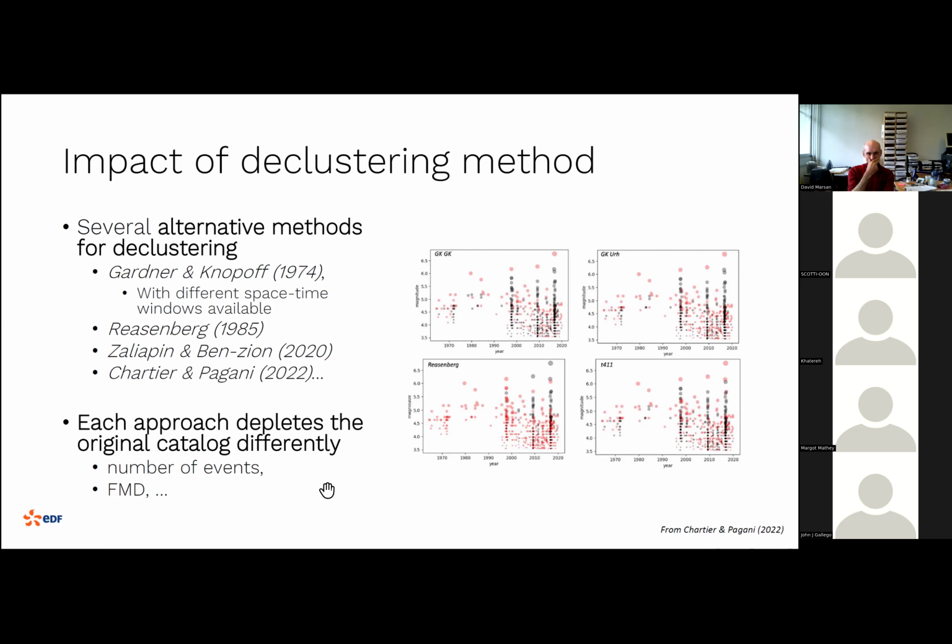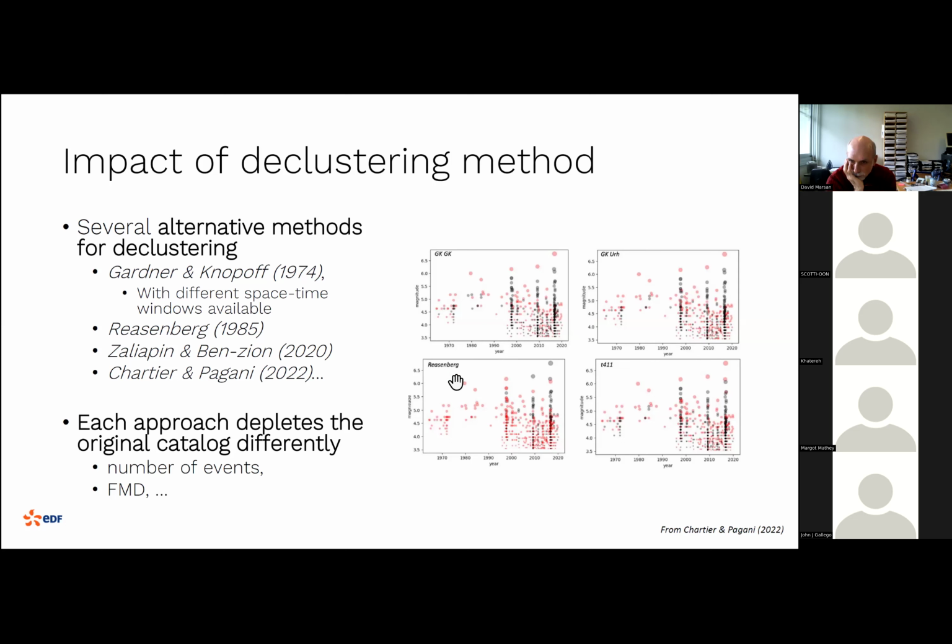But each approach depletes the catalog differently. You see here 4 examples, produced by Thomas Chartier and Marco Pagani. You have the original catalog in black, and in red the events kept in the declustered catalog. So the more black dots you see, the more aftershocks have been removed from the original catalog. The top panel shows the results of the Gardner and Knopoff approach, and the bottom left, the Reasenberg approach.